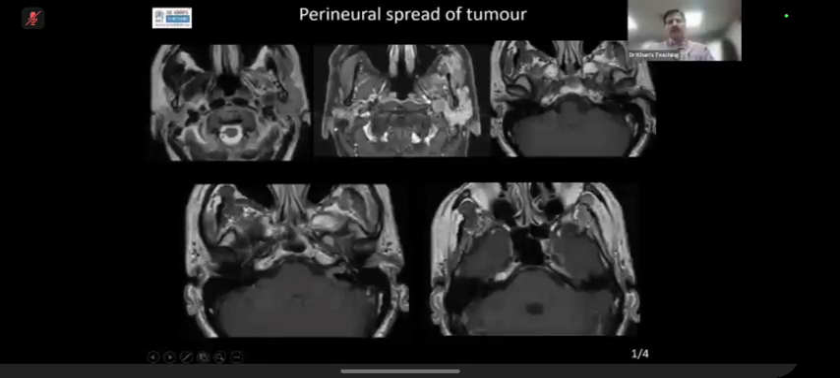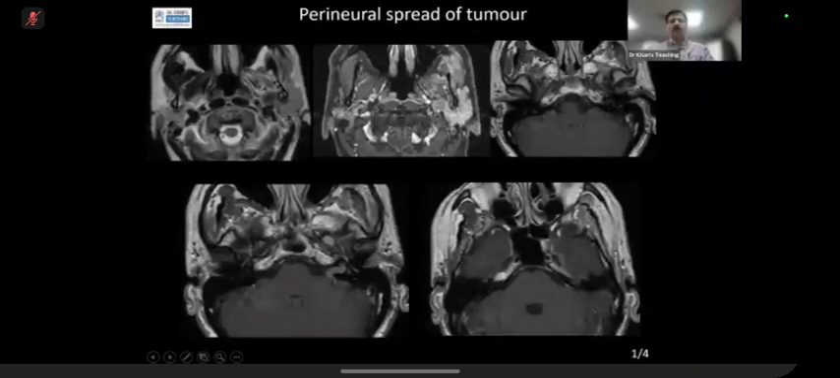Now, in this case, what happened was that there was a tumor in the deep lobe of the parotid. This tumor was adenoid cystic carcinoma. Now, if you look carefully, although this is not classical temporal bone imaging, it is a brain type of protocol. Having said that, you can pick up the findings.